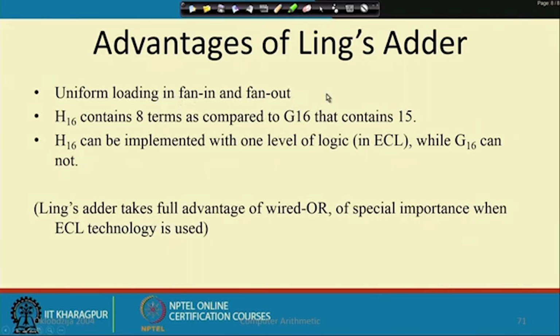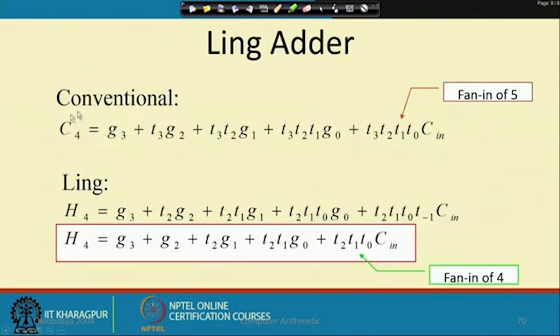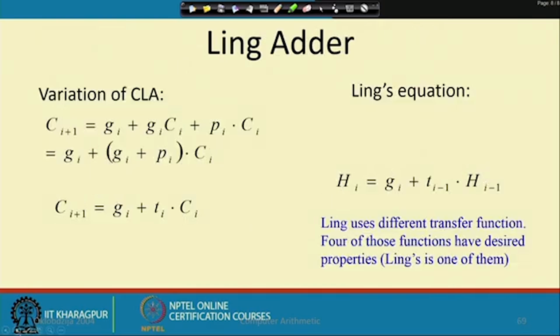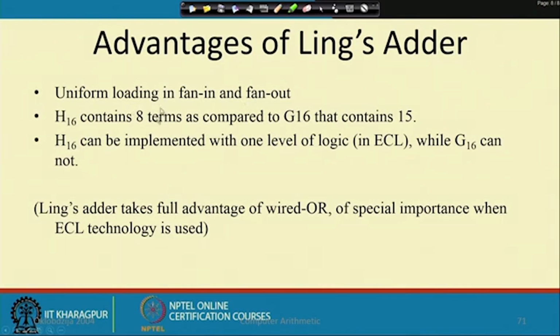Uniform loading in fan-in and fan-out. H16 contains 8 terms as compared to G16 that contains 15. So, if I consider C16, according to the CLA I need 15 terms, but according to this new equation of H, using 8 terms, I can compute H16. Then H16 can be implemented with one level of logic, while G16 cannot.